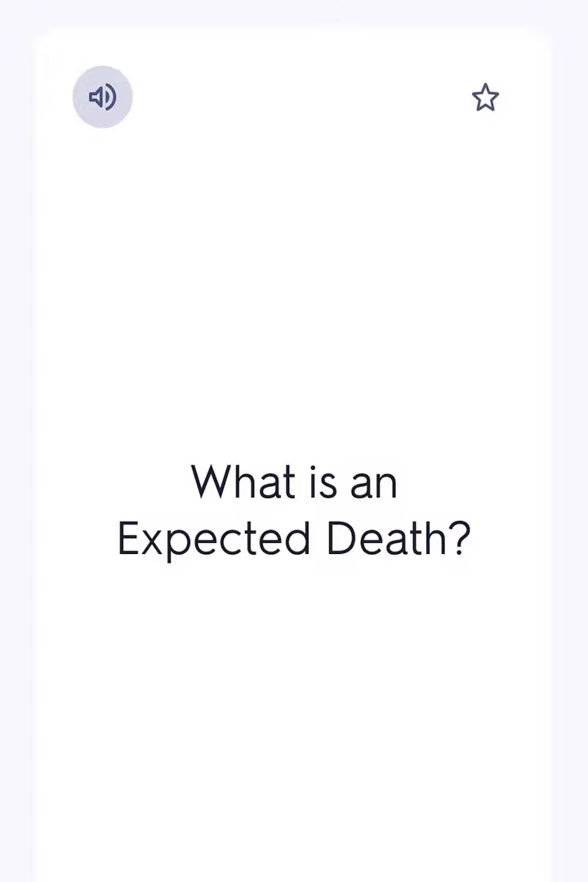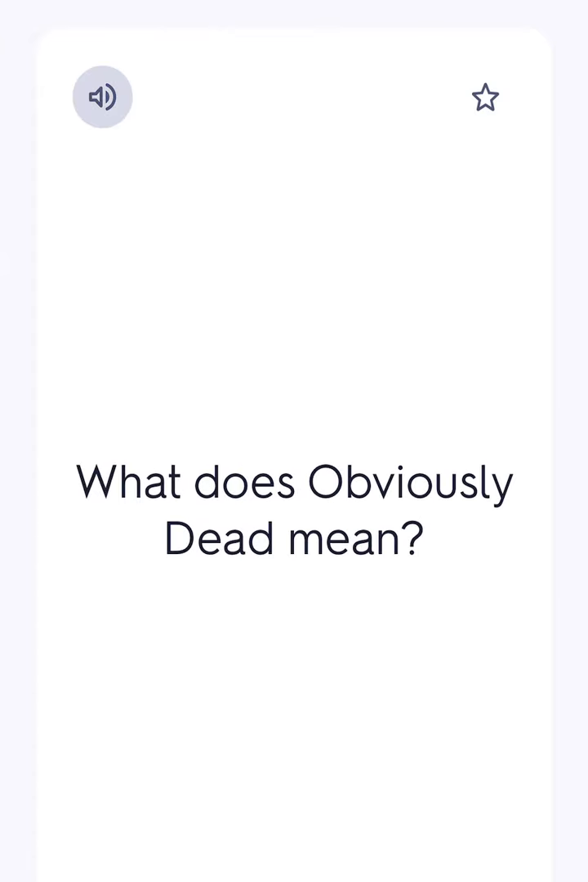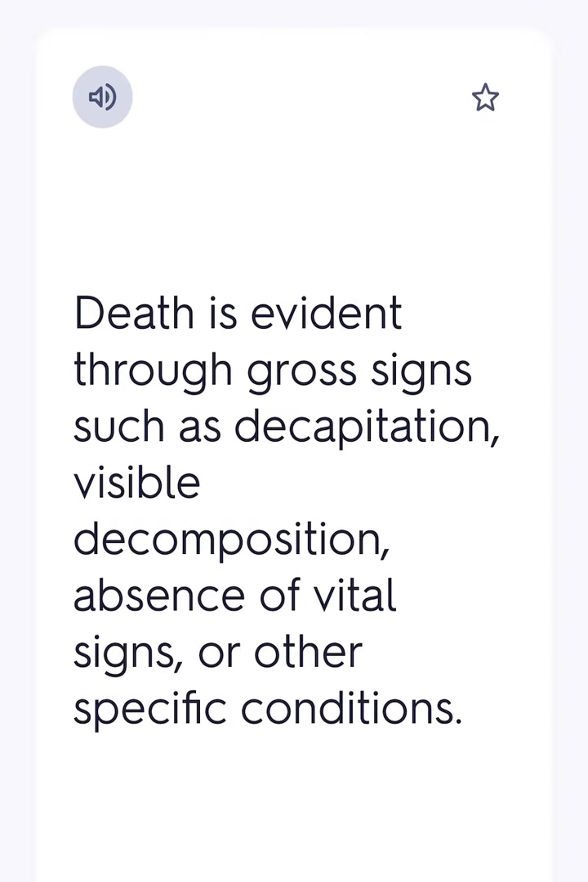What is an expected death? A death that was anticipated due to a terminal illness. What does obviously dead mean? Death is evident through gross signs such as decapitation, visible decomposition, absence of vital signs, or other specific conditions.